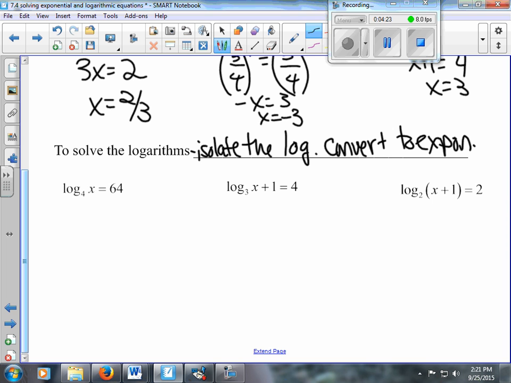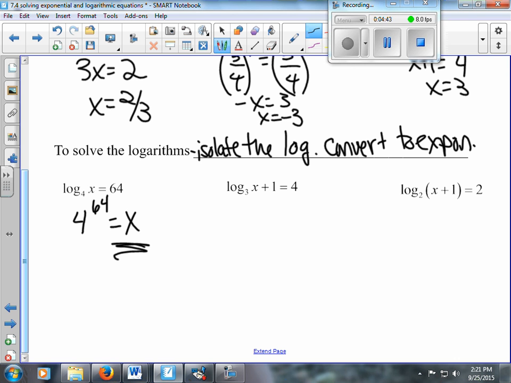So in this first example, I already have a log isolated, and so I will convert to exponential. This tells me 4 to the 64 equals x. And that's a large number that I'm not going to type in, but that would be your solution. And I know it's my solution because I have x equals, and that's when you're done.